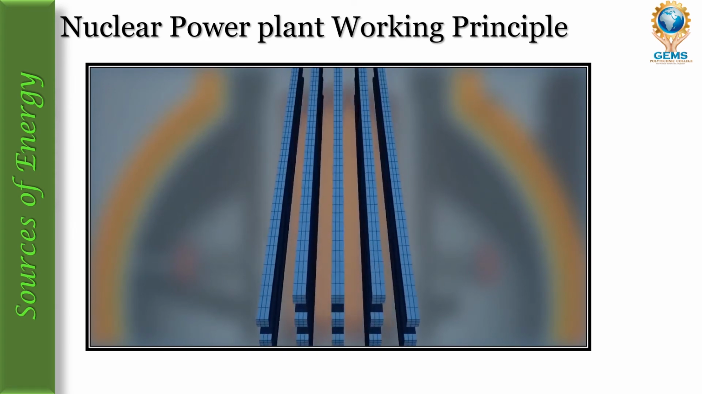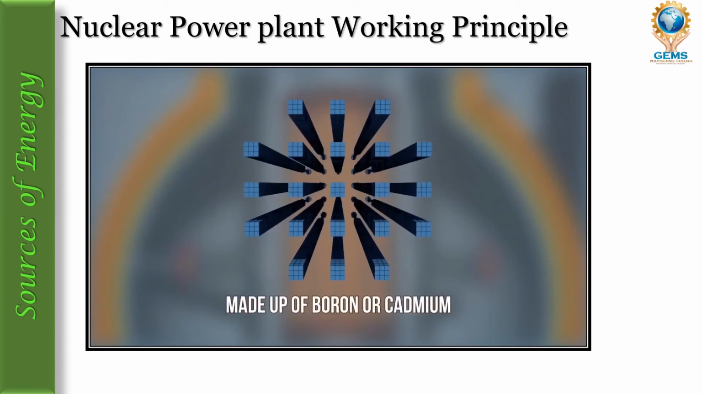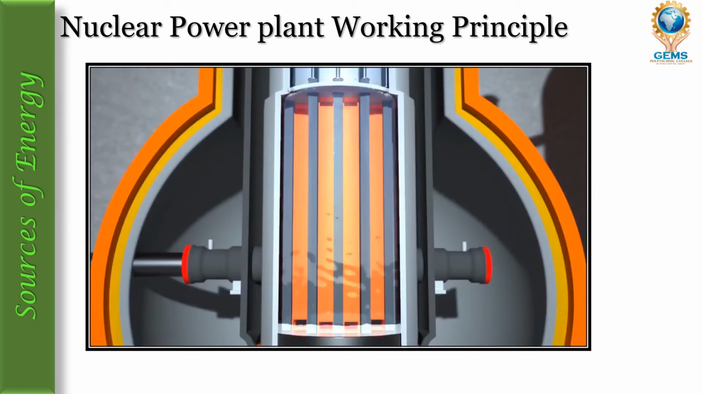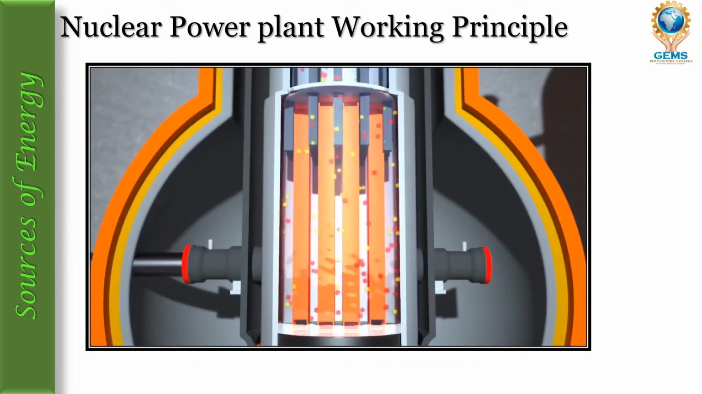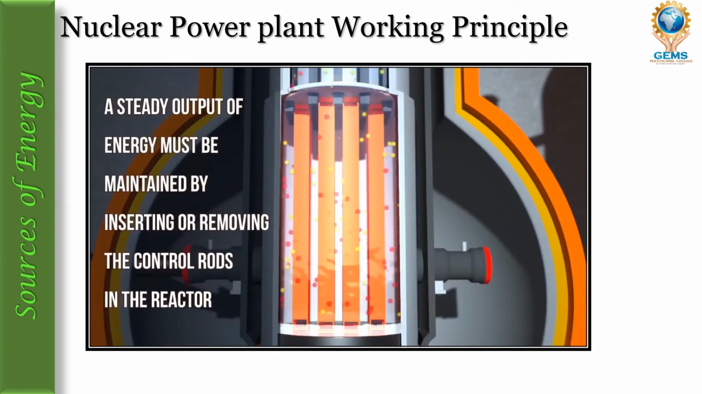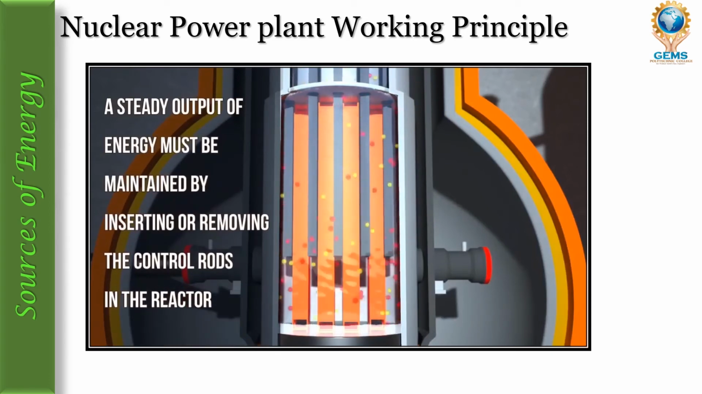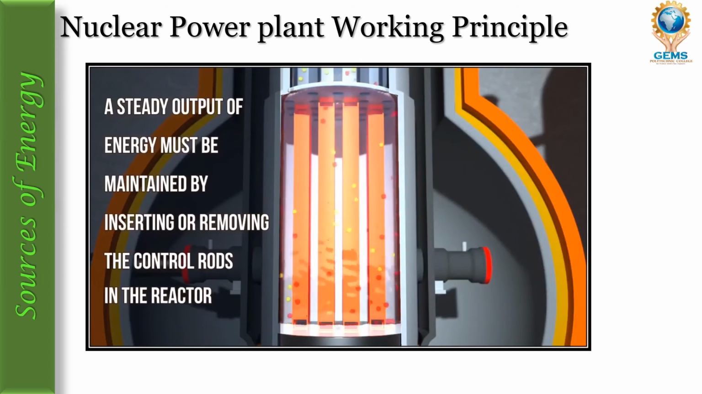These rods are usually made up of boron or cadmium. To increase the rate of reaction, the control rods can be removed from the moderator. A steady output of energy must be maintained by inserting or removing the control rods in the reactor.